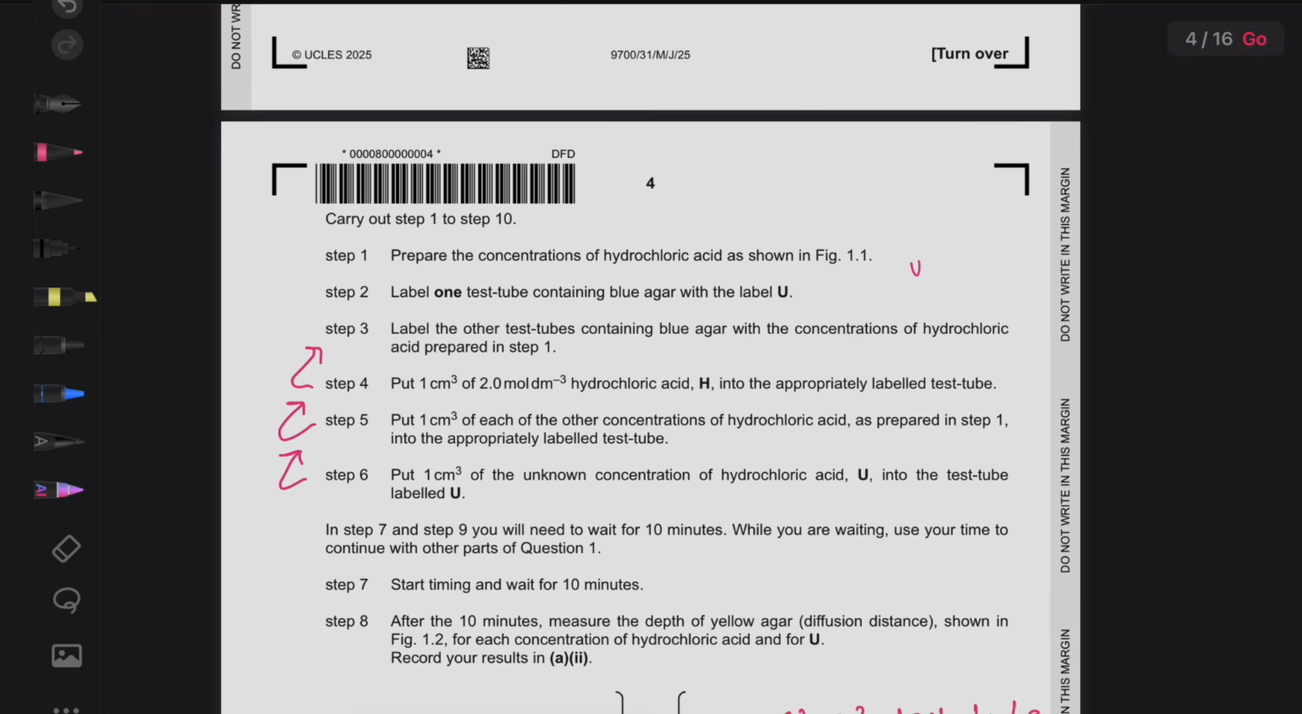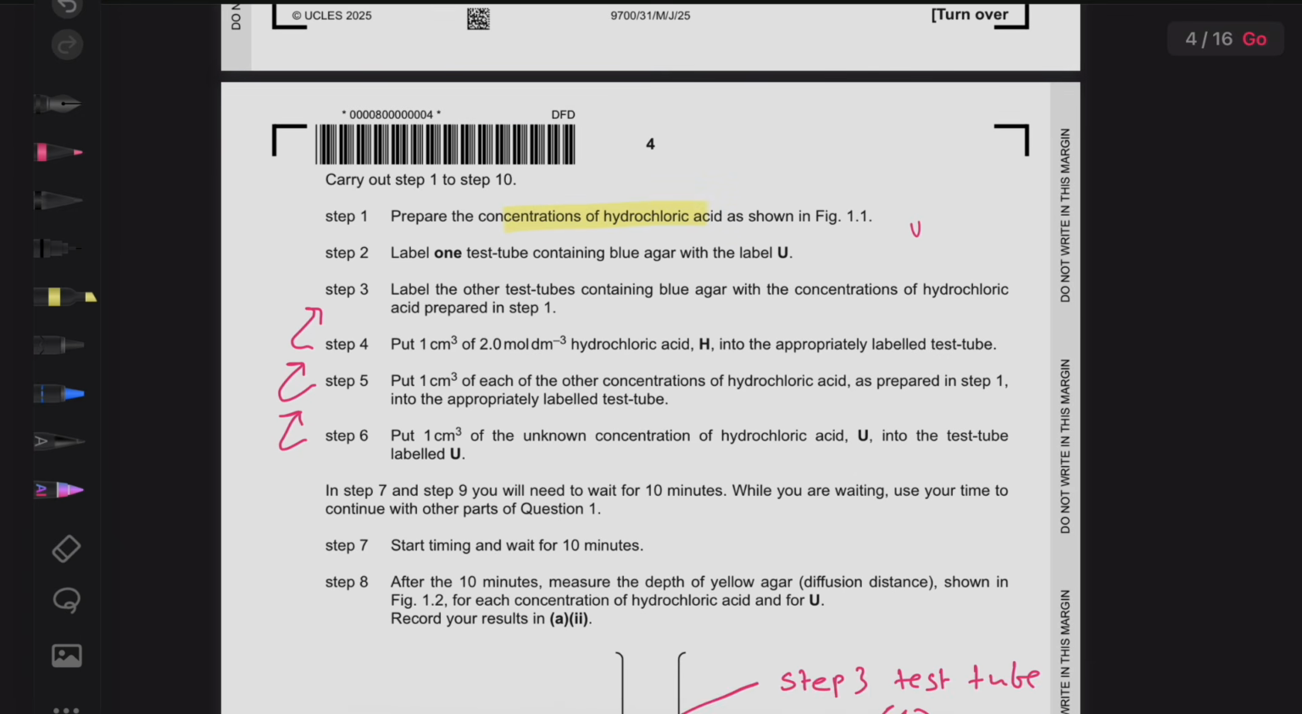Then we are told to carry out the following steps. So we prepare the concentrations the same way we set it up in the diagram. Then we label one test tube containing blue agar U. Okay?